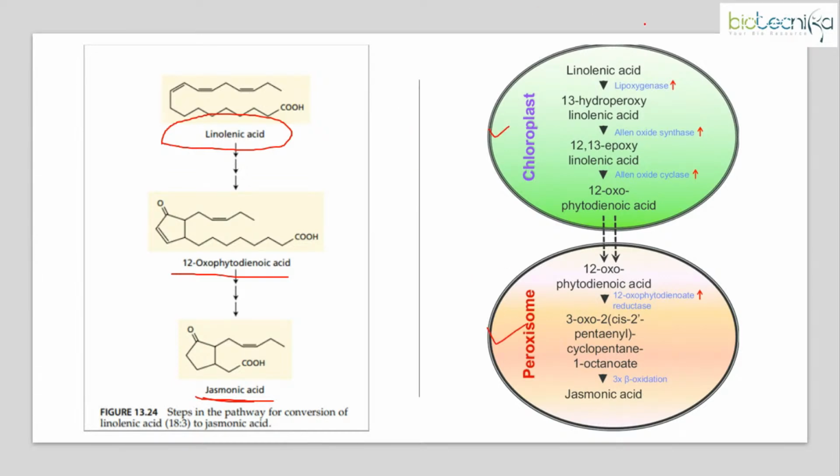peroxisome. So in chloroplast, you can see that linolenic acid in the presence of lipoxygenase, allene oxide synthase and allene oxide cyclase gives rise to an intermediate product known as 12-oxo-phytodienoic acid. So this product is synthesized where? Within the chloroplast itself. And from here, this product is released into the peroxisome, which undergoes reduction reaction and beta oxidation to give rise to jasmonic acid. So this is how the synthesis goes for jasmonic acid.